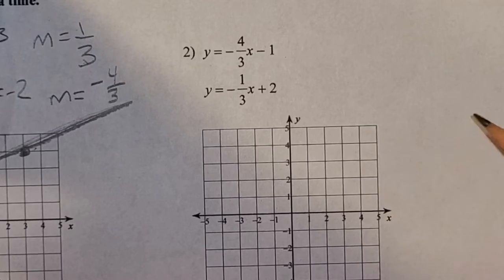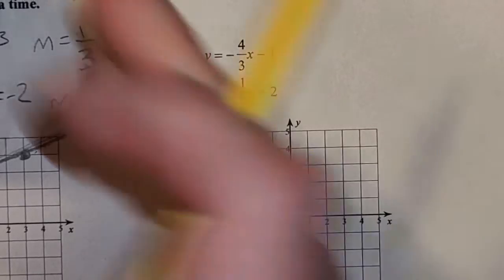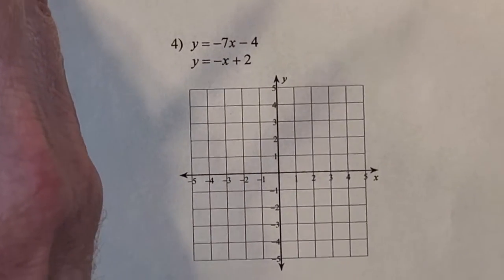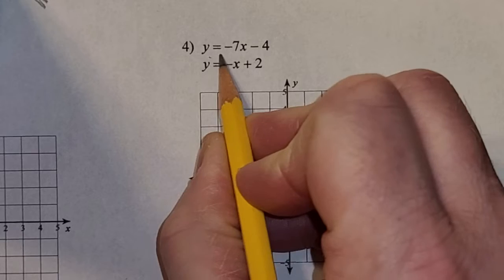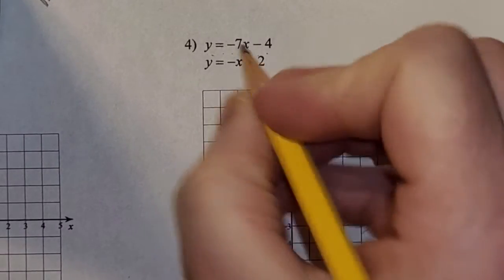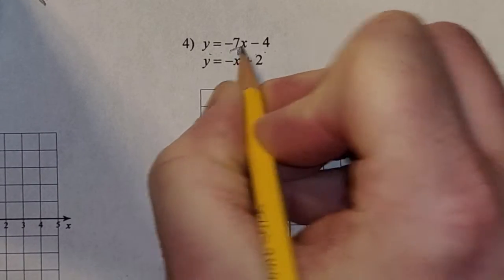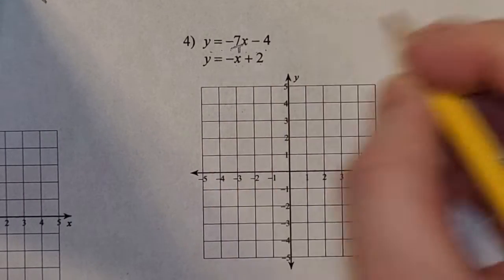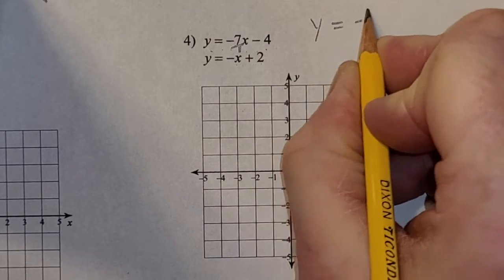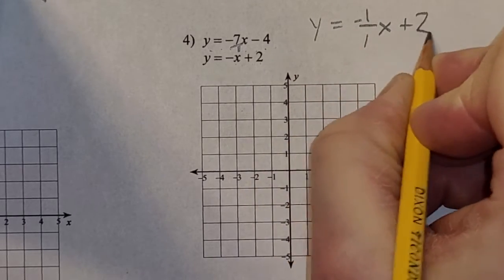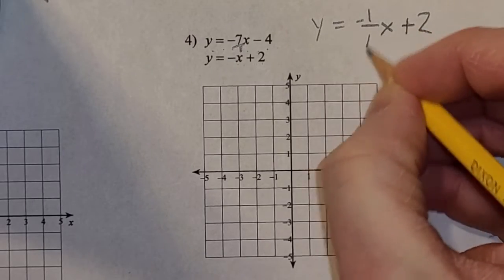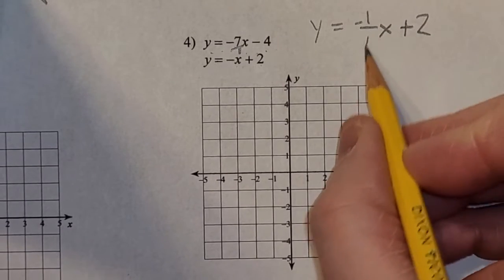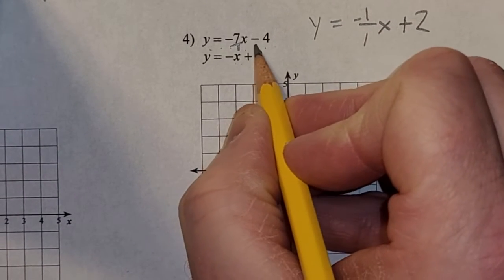You know what? I'm going to do one with something invisible. So I'm going to jump down here to number 4. Okay, here's number 4. So number 4, y equals negative 7x minus 4. There's an invisible 1 under that 7. And then I have y equals negative x plus 2. I'm going to just rewrite that. That's negative 1 over 1x plus 2, right? Because there's something invisible there. So that's a negative 1, and we want our slope to be a fraction. So just like that.